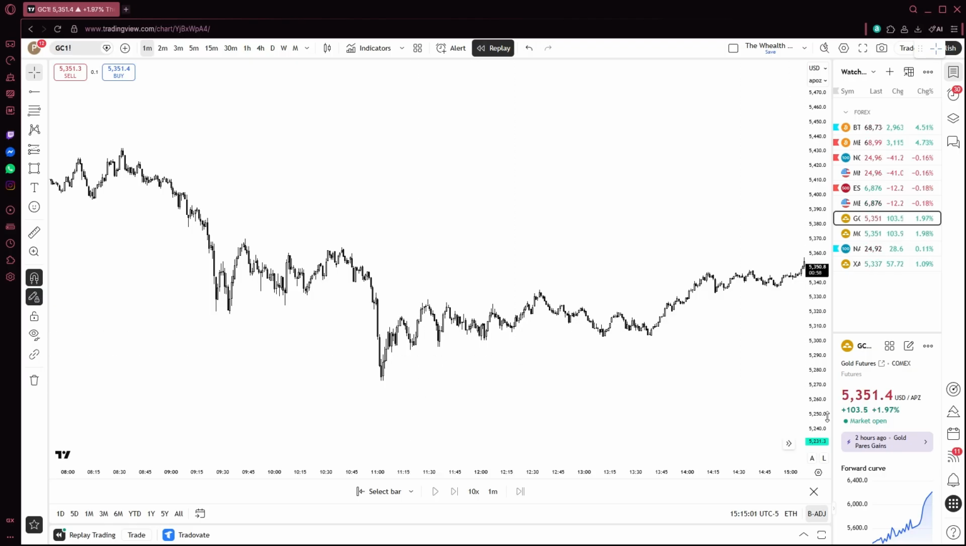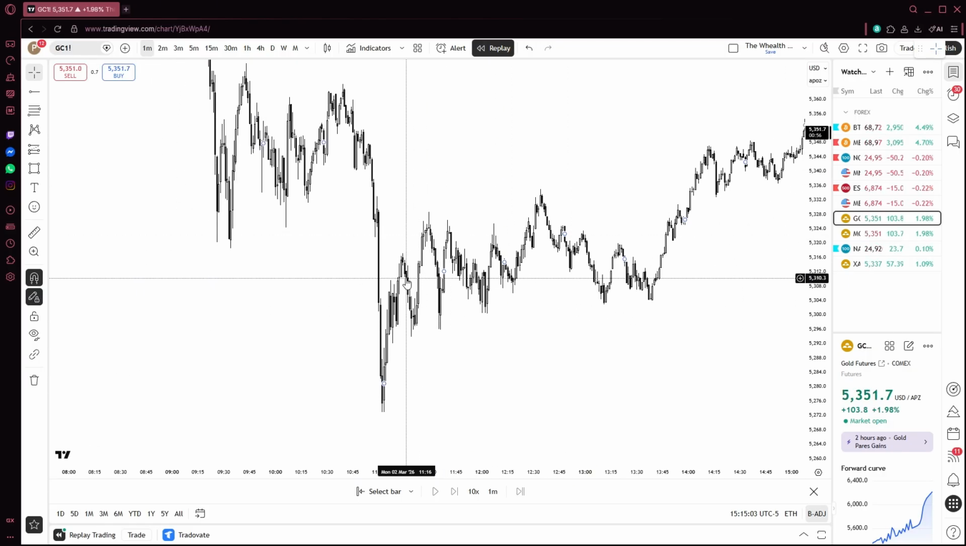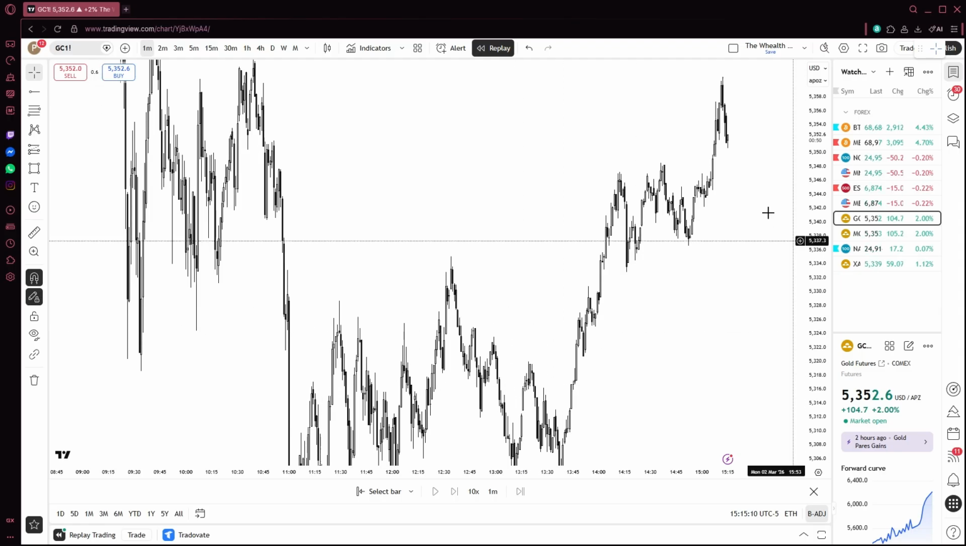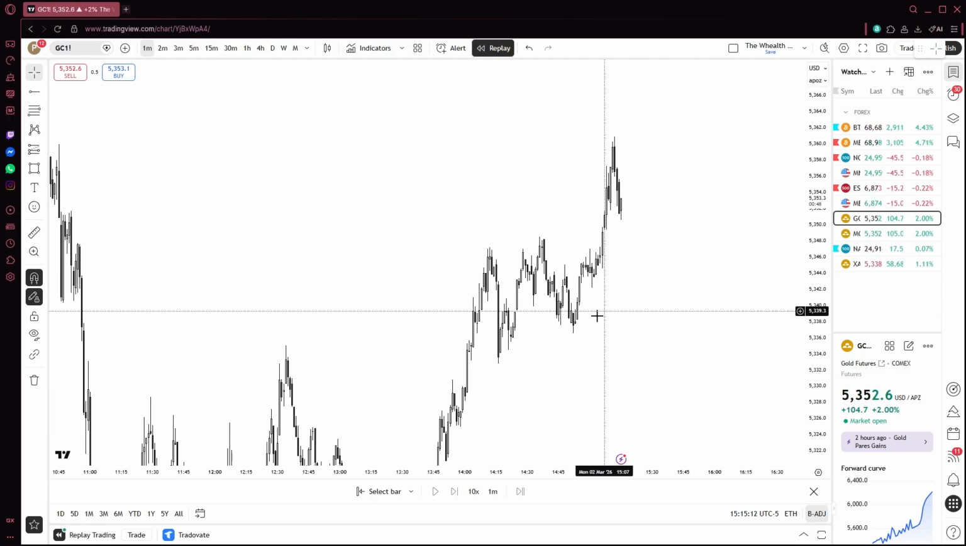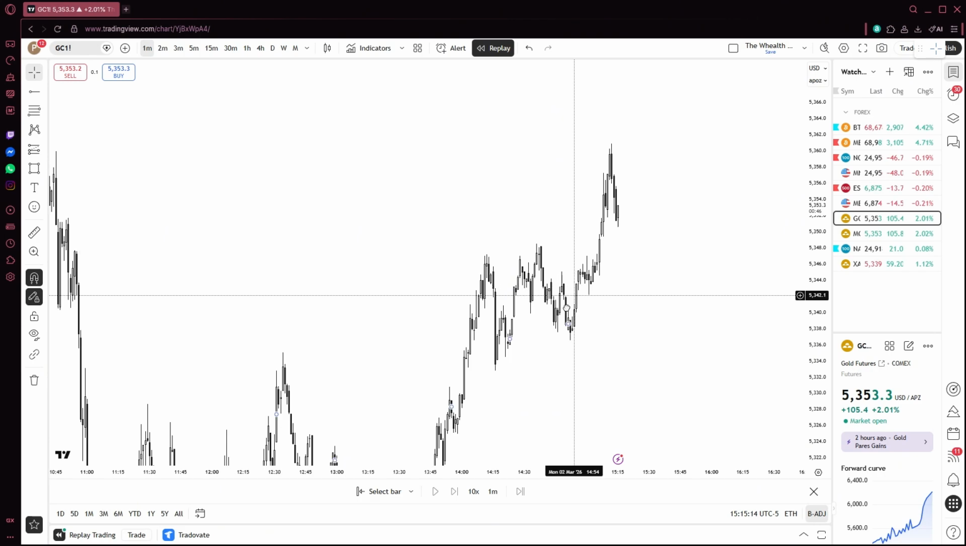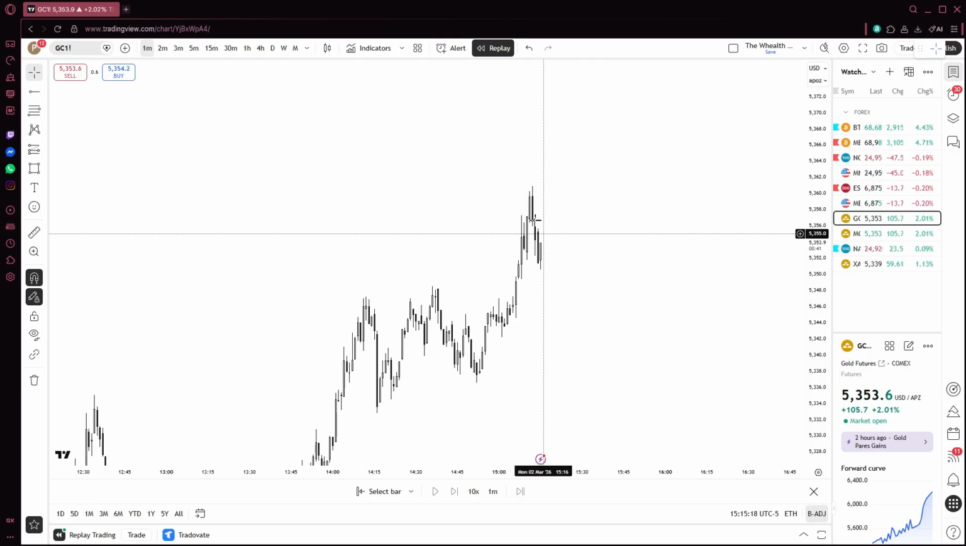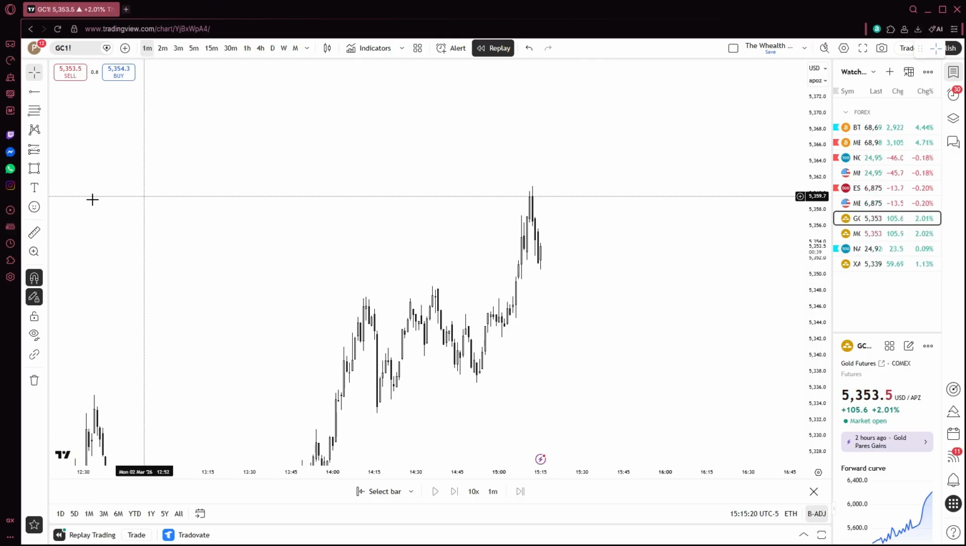No really good setup here. Oh, this is the best setup right now. This IFVG here long, and then maybe we're going to get a very good long setup here.